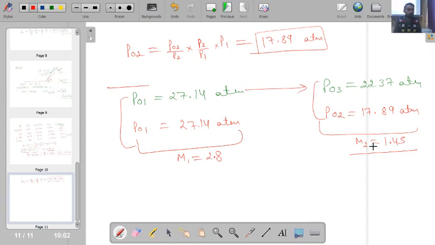So what is happening actually, if you see in first case, when you are changing your Mach number from 2.8 to 1.45, your stagnation pressure is changing from 27.14 to 22.37. In second case, when you are changing from this to this, your stagnation pressure is actually decreasing more. So it means that second situation is actually requiring or resulting in more loss of stagnation pressure to bring the same change in Mach number in comparison to case number 1.